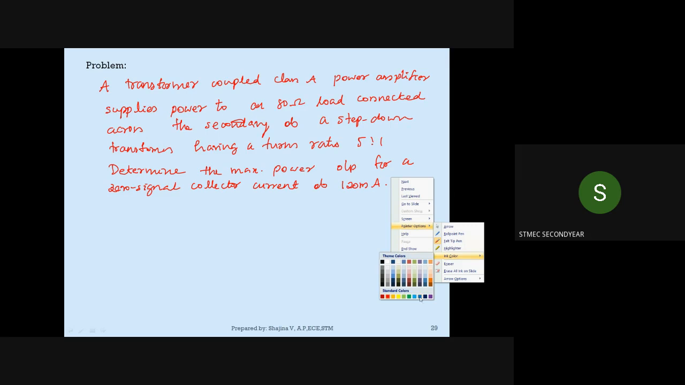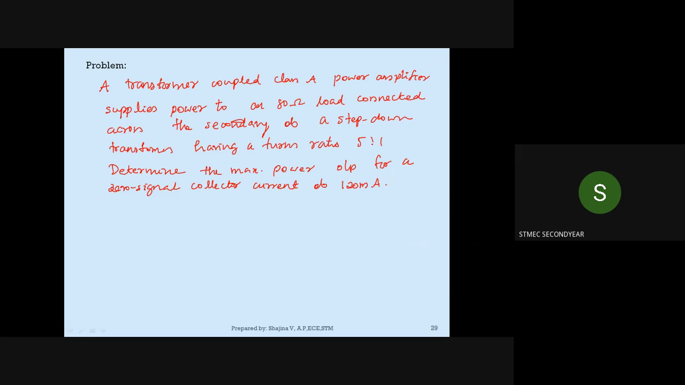Okay, just have a look at the given parameters. You have RL is equal to 80 ohm and the turns ratio A is equal to 5:1, or N1 by N2 is equal to 5:1. And what is the zero signal collector current? Zero signal collector current means DC condition without applying any input signal. That is ICQ, which is equal to 120 milliampere. So these are the given parameters.